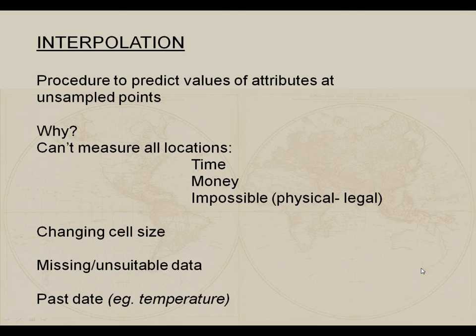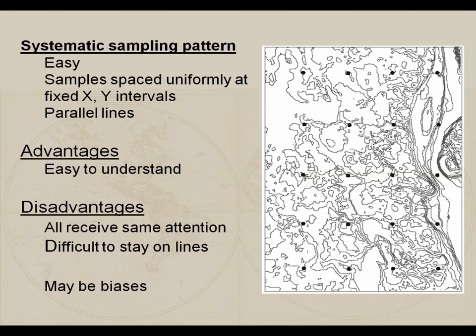This is a quick review of the interpolation lecture. Interpolation is a process we use in GIS to estimate values at unsampled points because of time or money. We can't estimate everything, so we sample things and use those samples to help us estimate or predict the values at unsampled locations.